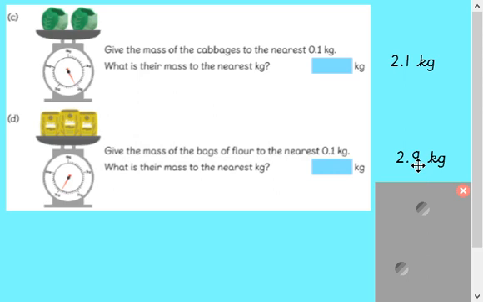If we wanted to use our number knowledge, we look at the digit. Is it 4 or less? No. Is it more than 4? Then we would round it up. So it becomes 3 kilograms to the nearest kilogram.